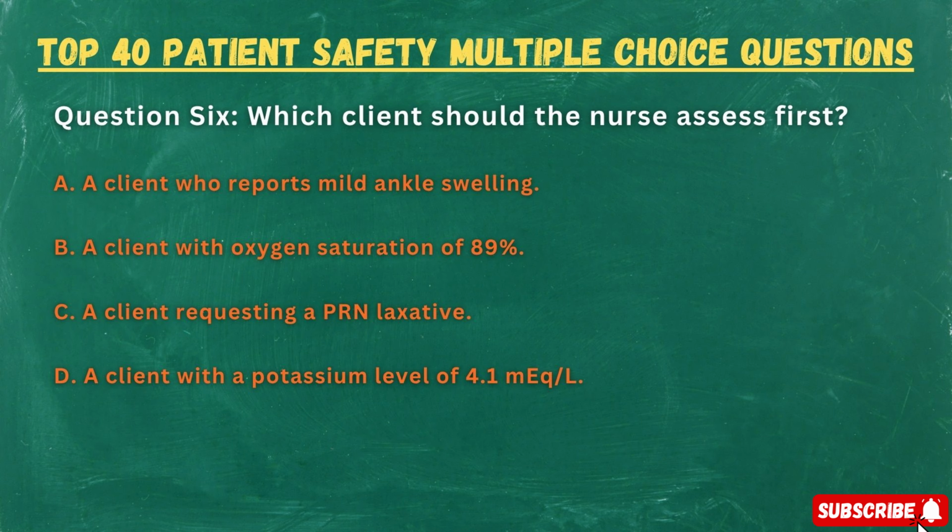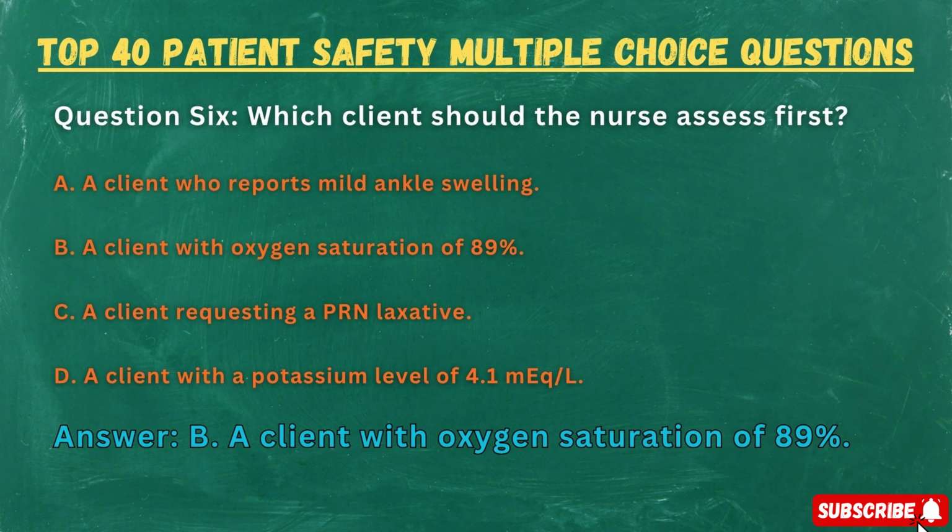Question 6. Which client should the nurse assess first? A. A client who reports mild ankle swelling. B. A client with oxygen saturation of 89%. C. A client requesting a PRN laxative. D. A client with a potassium level of 4.1 milliequivalents/L. Answer. B. A client with oxygen saturation of 89%.